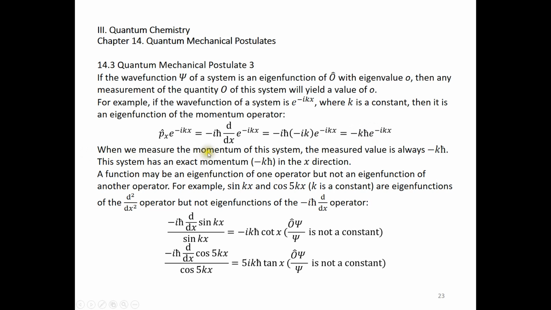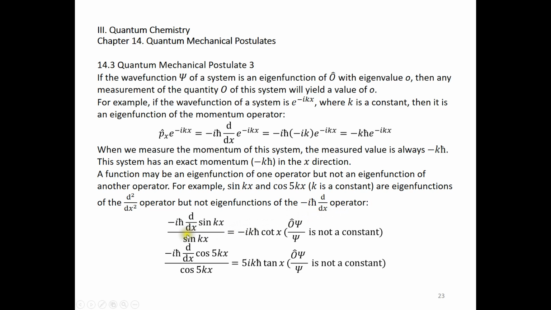That means if we measure the momentum of such a system, the measured value is always negative k h bar, the eigenvalue here. This system has an exact momentum, negative k h bar, in the x direction. A function may be an eigenfunction of one operator but not an eigenfunction of a different operator. For example, sine kx and cosine 5kx are both eigenfunctions of the second derivative operator, but they are not eigenfunctions of the momentum operator.